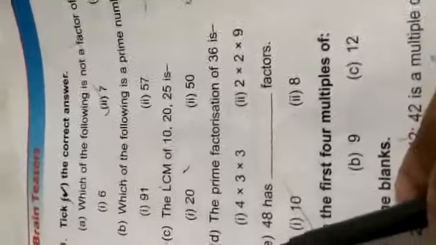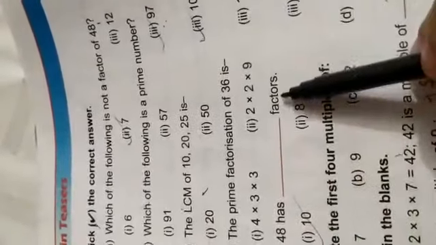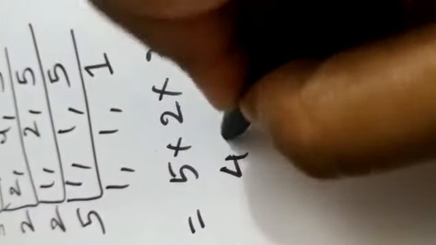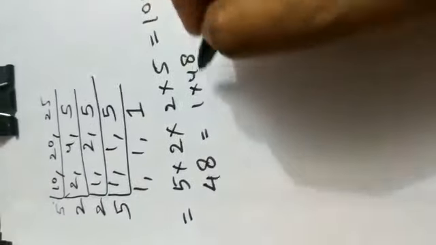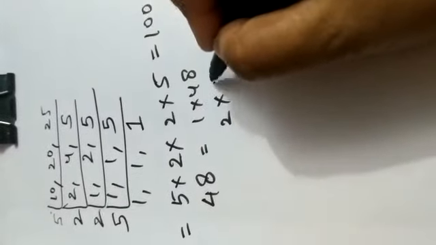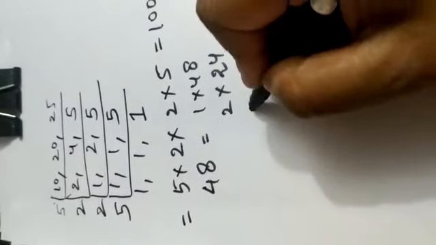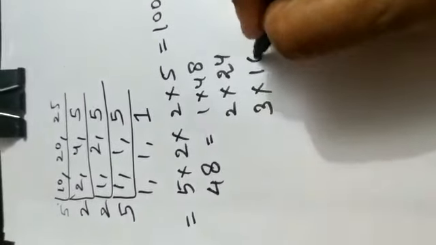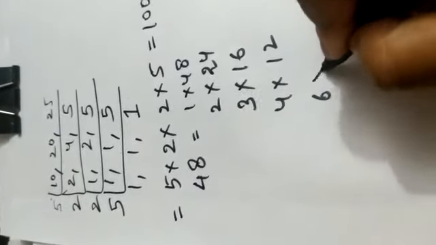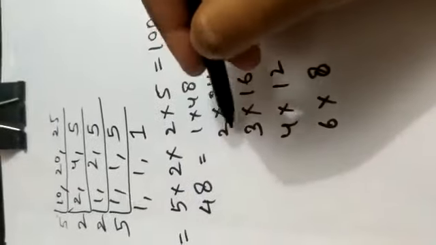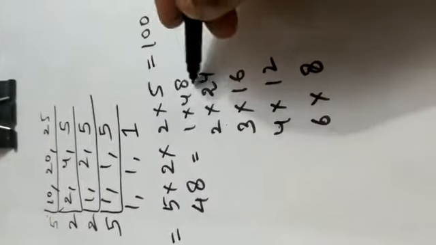Now come to question number E. 48 has dash factors. So 48 has how many factors? Let us find out. 48. We will start to find out. 1 times 48. 2 times 24. 3 times 16. 4 times 12. 6 times 8. All of you see 1, 2, 3, 4, 5, 6, 7, 8, 9, 10. So here 10 is the correct answer. 48 has 10 factors.